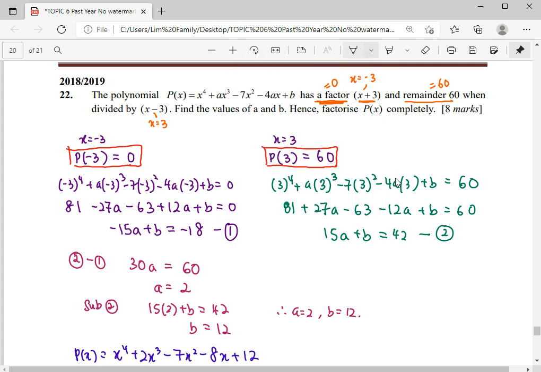So from here, what is our concept? The concept is we substitute our value negative 3 to get the first simultaneous equation. So applicable for both sides. So here we check, do you know to use your factor theorem or not? Equals 0. Your concept here equals 60, remainder theorem. So that mark is for your concept. Factor theorem concept, remainder theorem concept. And the rest of it will be simultaneous solving and the answer.